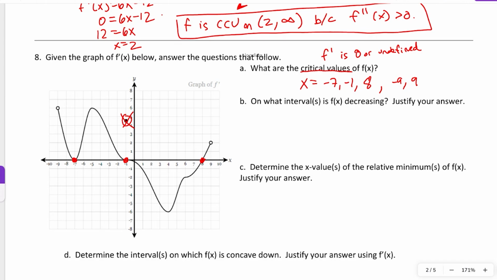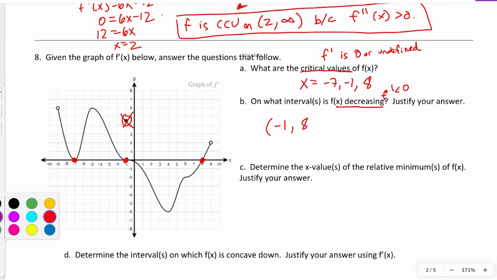What intervals is f decreasing? Okay, well, f is decreasing. And actually, I think I'm going to erase that negative 9 and 9. I don't want to leave those there because I don't want to confuse you too much. On what intervals is f decreasing? So f will be decreasing if f prime is negative. Okay, that's what it means for f to be decreasing. And we see there's only one interval where that happens, and that's between negative 1 and 8. Our justification is because f prime is negative.